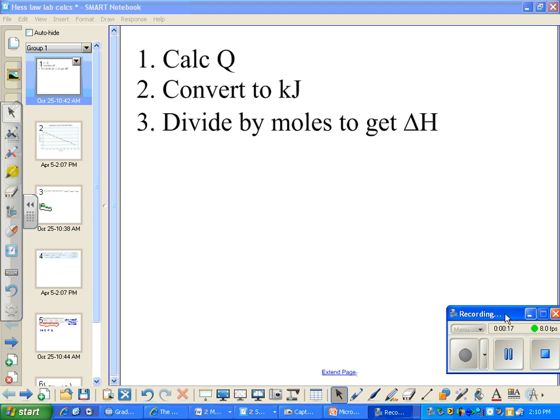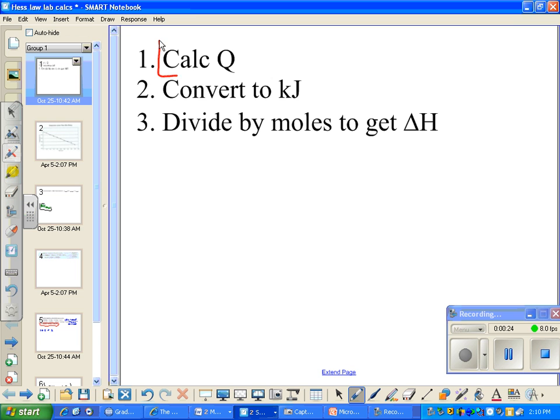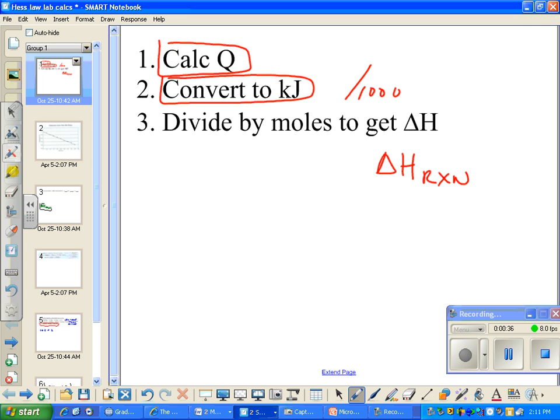So that's Hess's Law. So how are we going to do that? Well, first we're going to calculate Q. I'll show you how. Then we convert to kilojoules, which is really just dividing by 1,000. Finally, you divide by the number of moles, and you end up with delta H, which is the same thing as the heat of a reaction that we'll add.